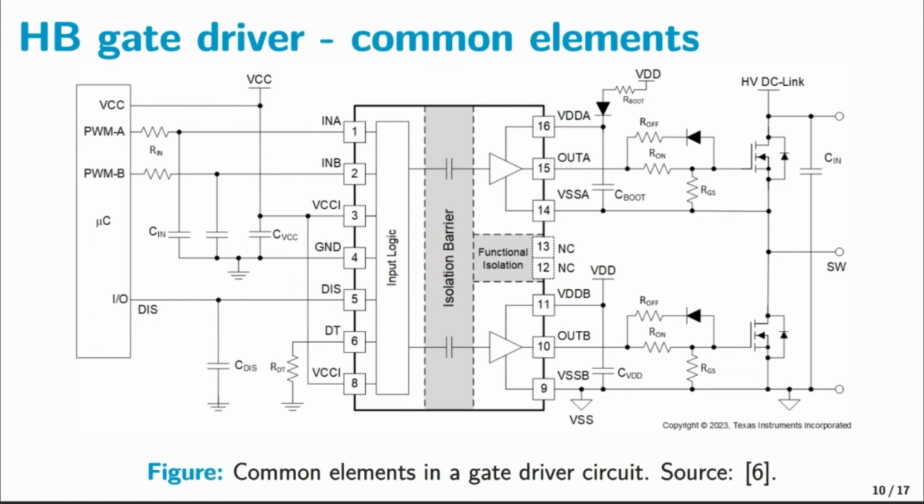The control side receives low voltage PWM signals from a controller, such as a microcontroller or an FPGA, and is powered via the VCC pin. There is also a DIS pin which disables the output in case of a fault. Furthermore, the dead time between the switching of the two transistors or MOSFETs can often be adjusted via an external resistor connected to the DT pin, a useful feature that enhances converter safety.